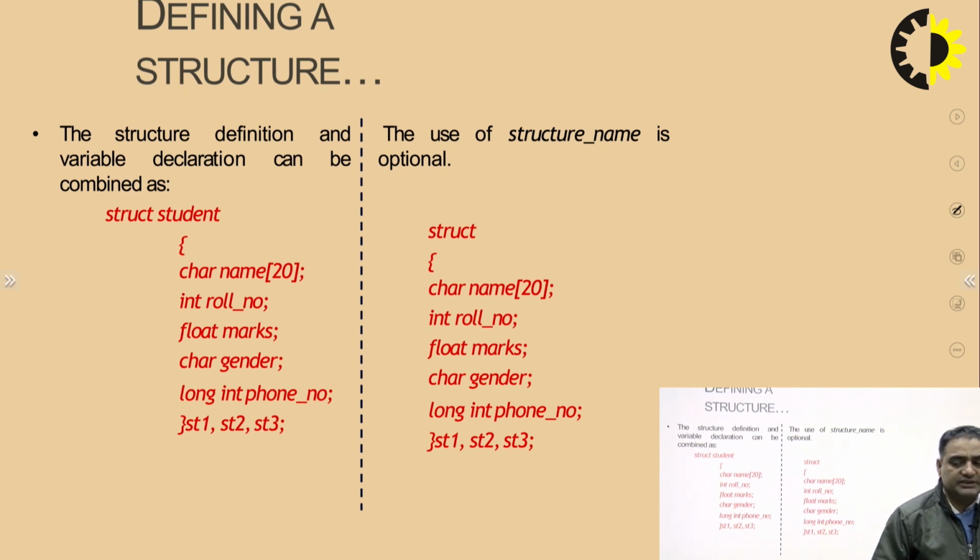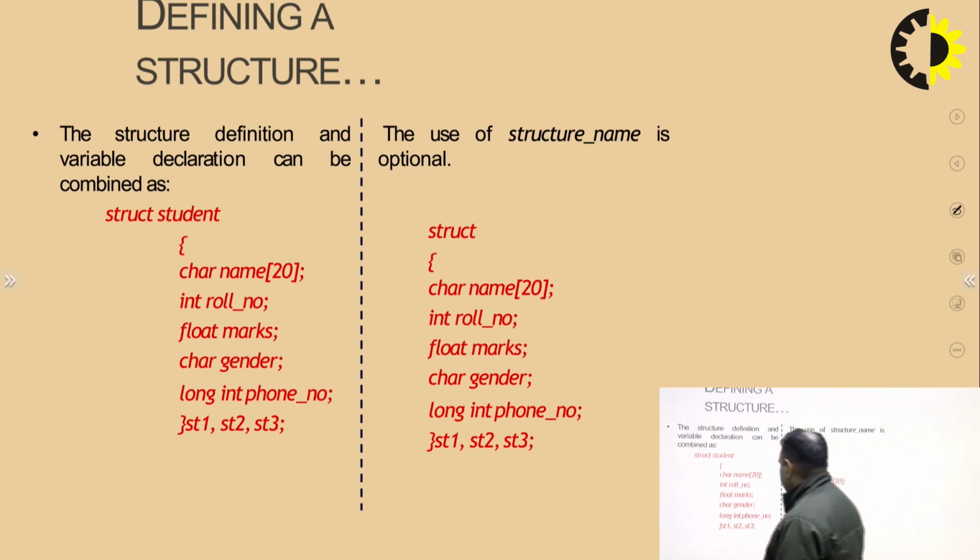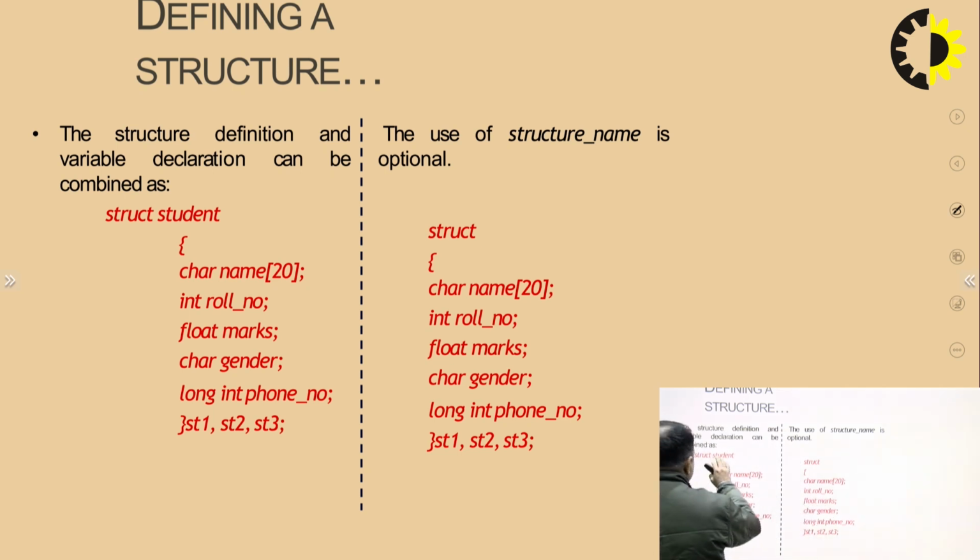Here you can already see that student is a structure, and these are the fields: name, roll number, marks, gender, phone number. You can mention, with the definition of the structure, st1, st2, st3. These are the structure variables. You can declare the variables with the definition of the structure.